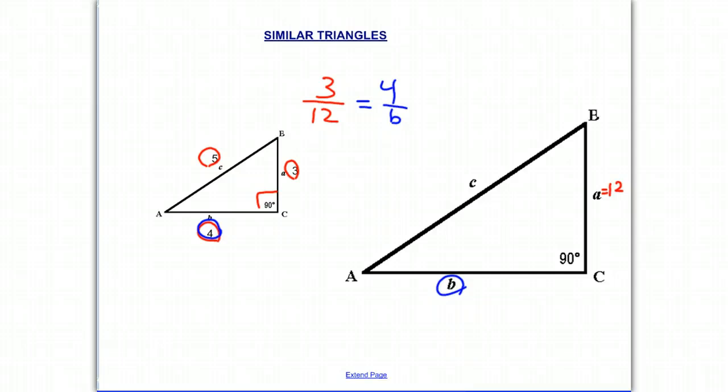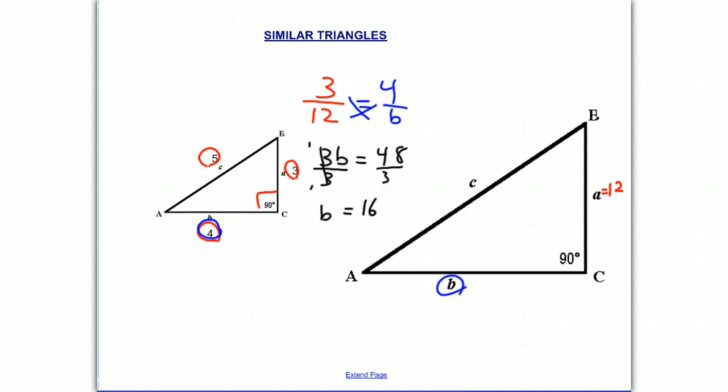We certainly could solve this. Most of you know that you can cross multiply. So if we cross multiply, we get 3b equals 48. Divide by 3, divide by 3. And we get b is equal to 16. And so finally we figure out that side B is 16. And that's a way of finding a corresponding side in the triangles if you know that they're similar.